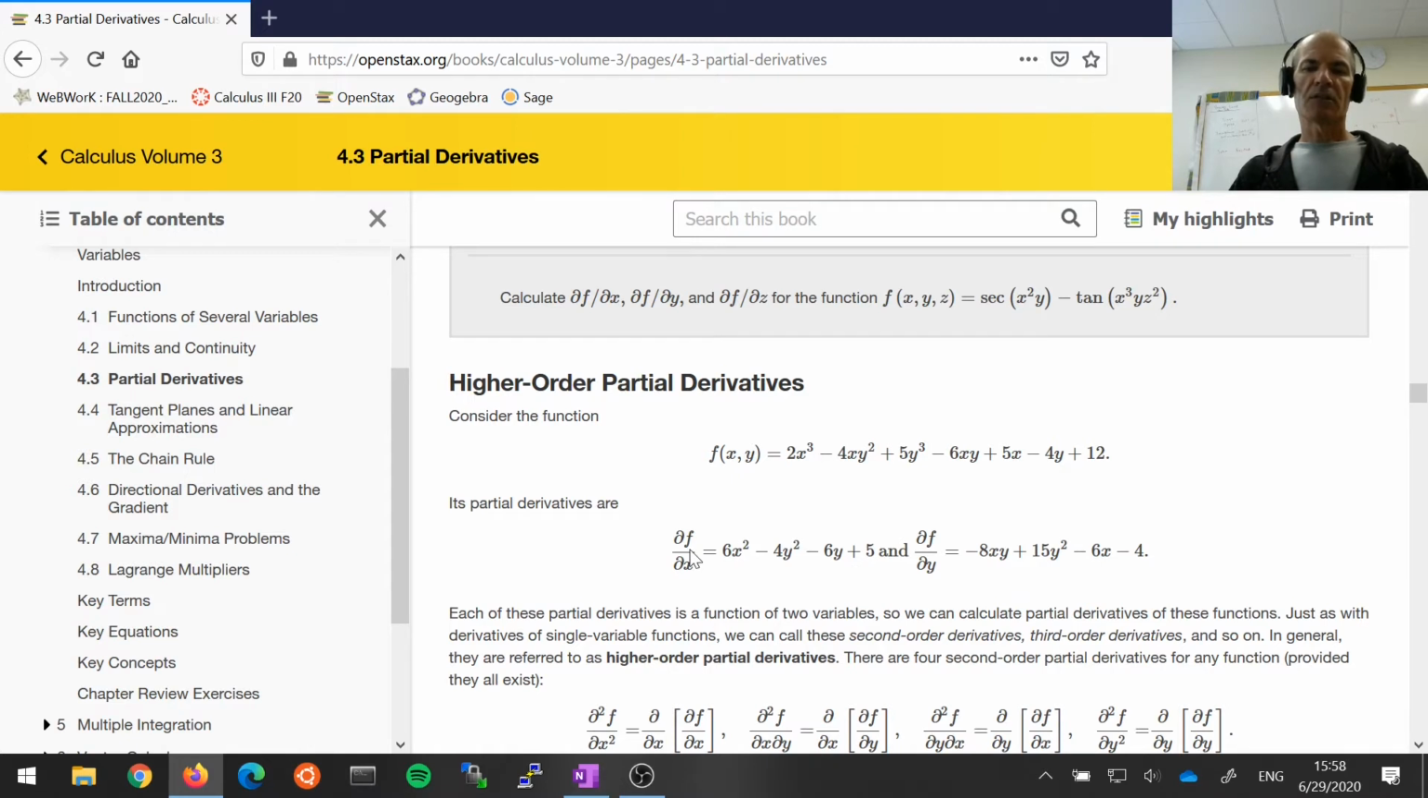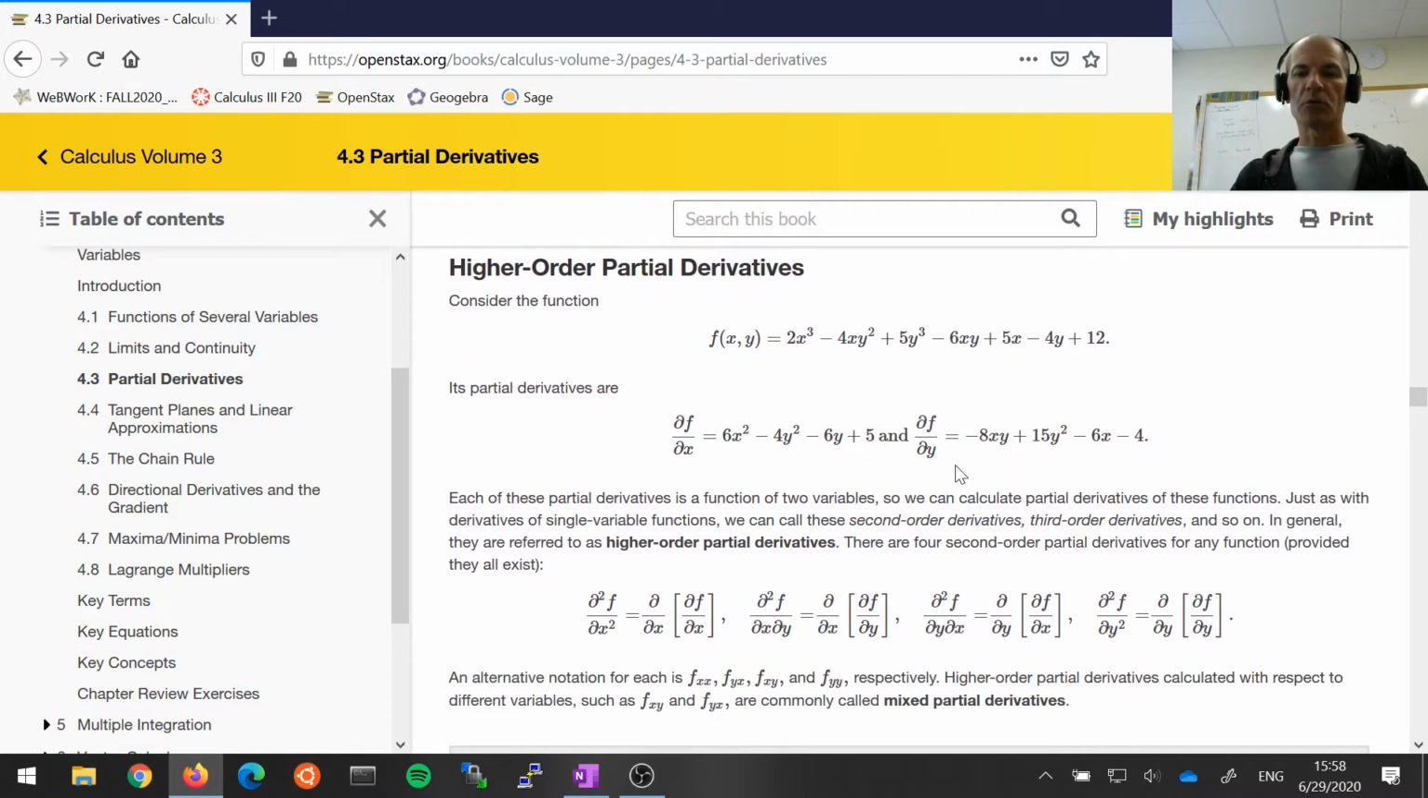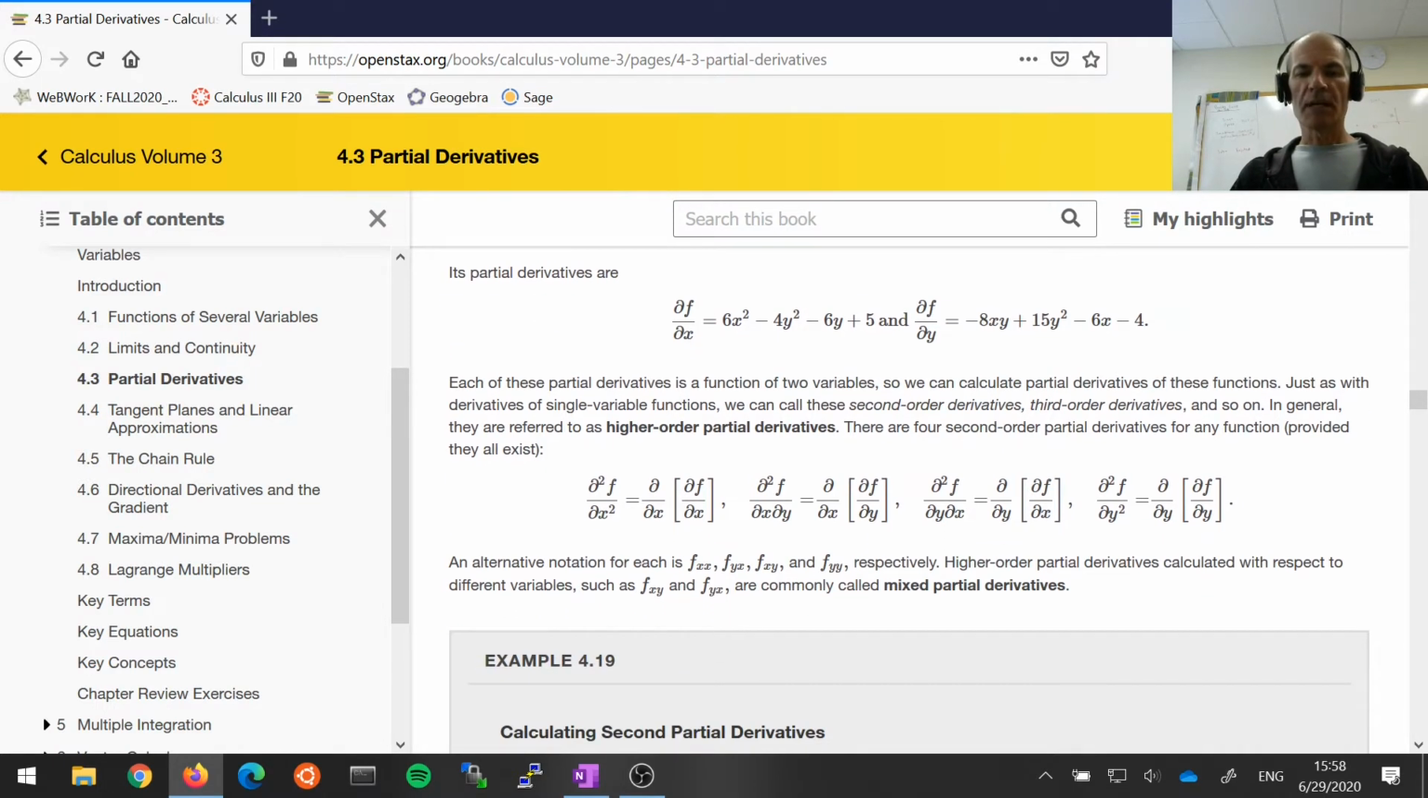If I want to take, say, 2 derivatives in the x direction, I take the partial with respect to x of f, and then I just do it again with respect to x. If I want to take the second partial of f with respect to y, I take the first partial, and then I just do it again with respect to y. Interestingly, there are mixed partial derivatives where I can first take the derivative with respect to y, and then with respect to x, or I can take the derivative with respect to x and then with respect to y.